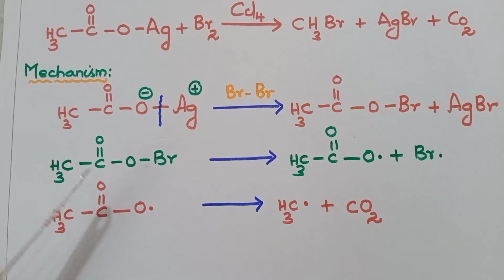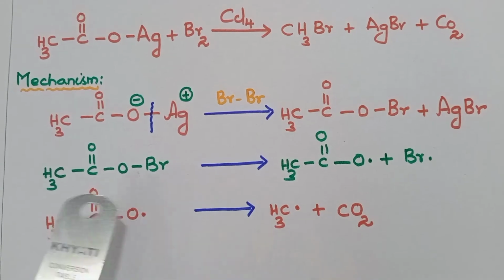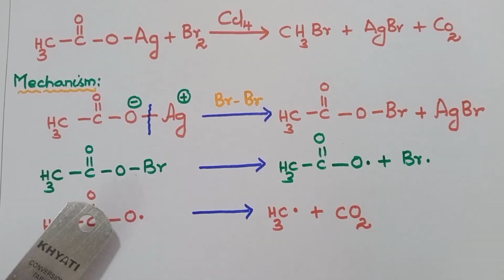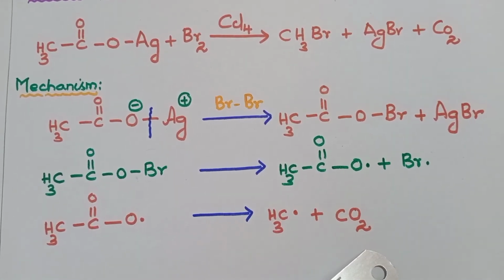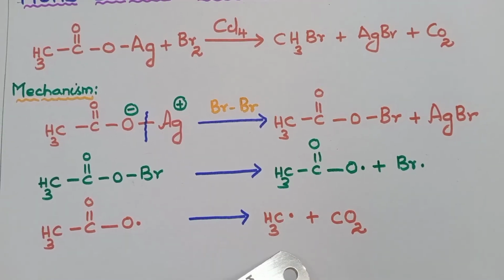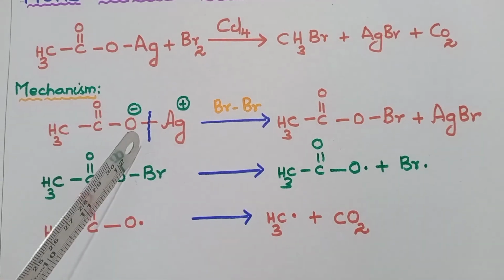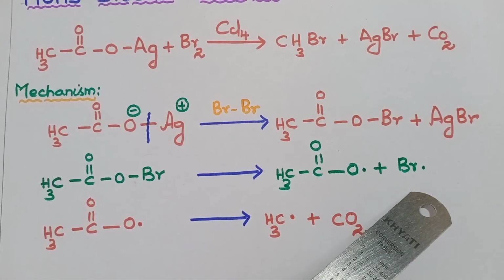So this CO and O with the 2 electrons, what is it students? C with 2 oxygens, what is it? It is carbon dioxide, right? So CO2 molecule comes out here and CH3 free radical will be remaining here. Understood students? Second step, O-Br bond breaks up. O gets its electron, Br gets its electron.